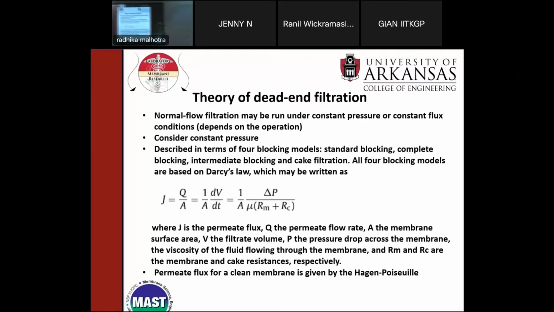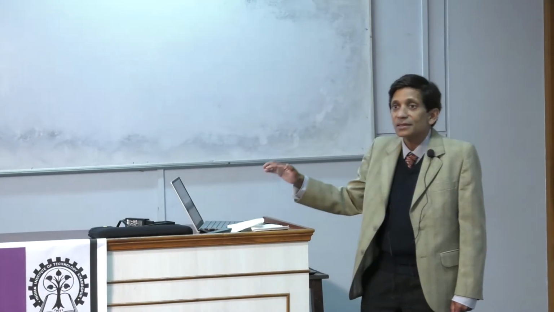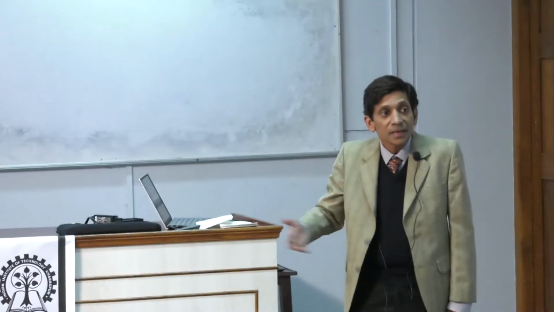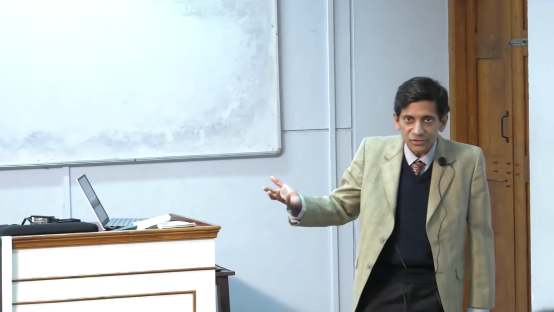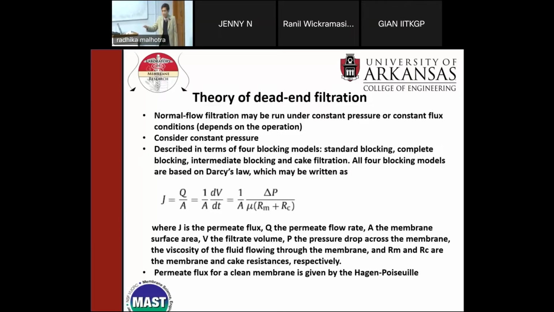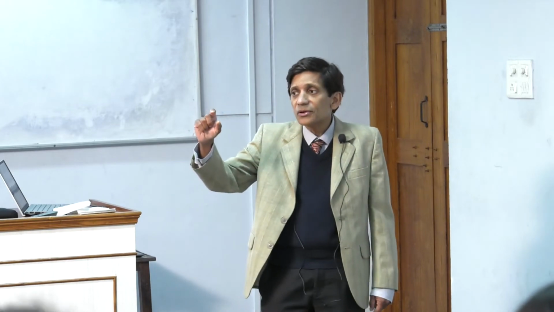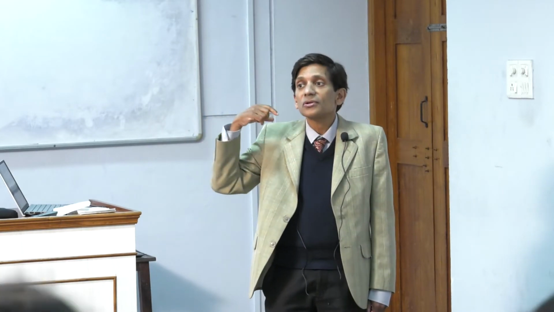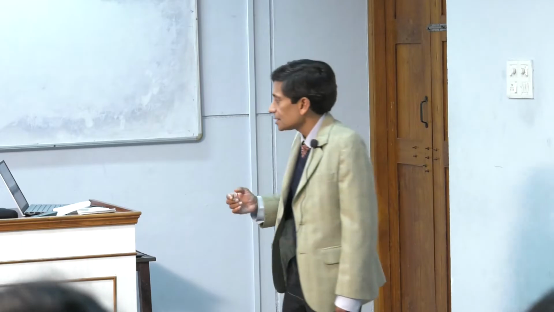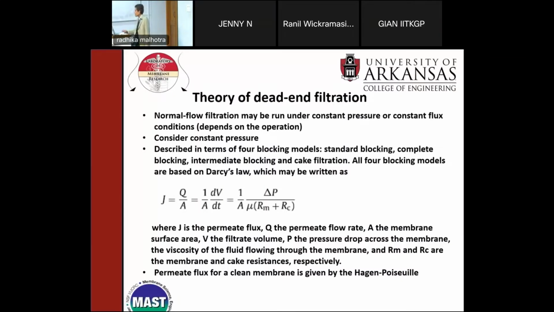So if this resistance is increasing with time and the pressure drop is constant, what's going to happen? The flux will decrease with time. And eventually it will go to 0, but we never run to 0. We stop well before that because that's not practical. That is called constant pressure operation. Another way to do it is for me to let the pressure vary. I can keep increasing the pressure, ensuring I have a constant flux all the time. That's called constant flux operation. Okay? So it can be run in either way, constant pressure or constant flux, depending on the operation.